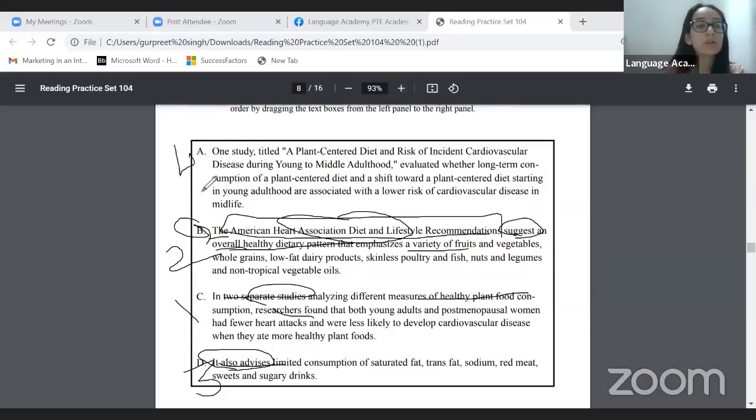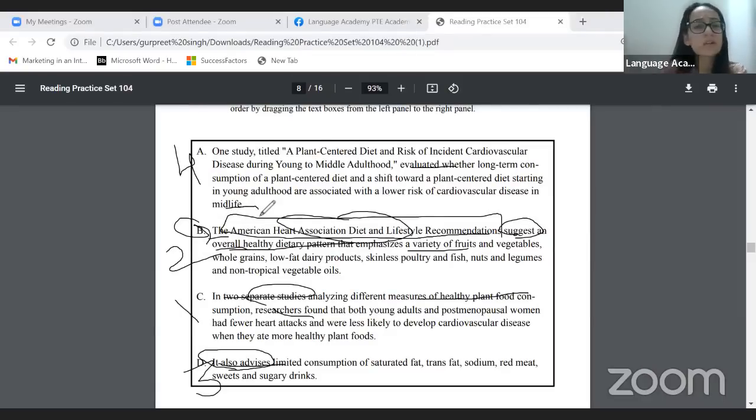And then you are particularly explaining one study. One study title, this evaluated whether long-term consumption of a plant-centered diet and a shift towards a plant-centered diet starting in young adulthood are associated with a lower risk of cardiovascular disease in midlife.